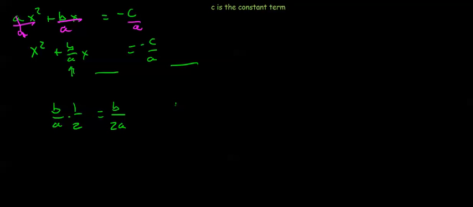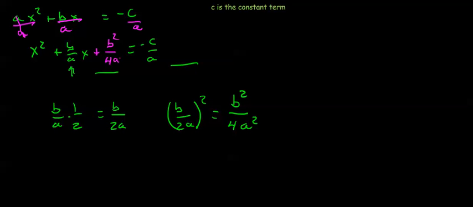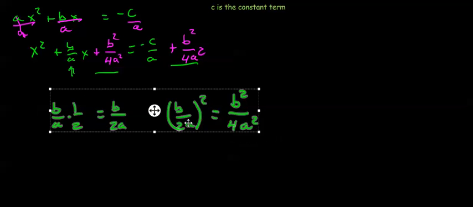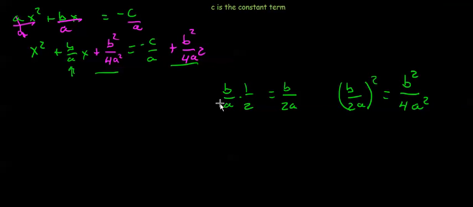We then squared that number. b over 2a squared is b squared, b times b, over 2 times 2 is 4, and a times a is a squared. We then write that over here, plus b squared over 4a squared, plus b squared over 4a squared. I'm going to move this stuff out of our way. Not going to get rid of it, just move it.